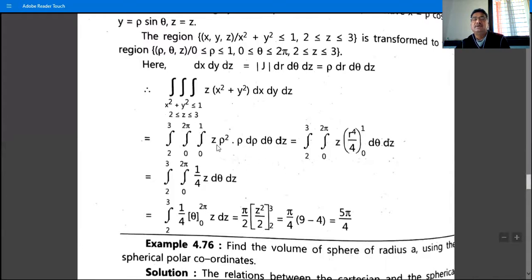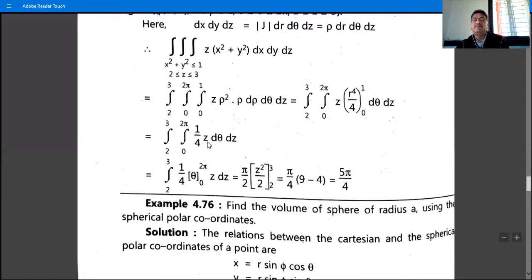Okay, and x square plus y square is r square, and dx dy dz is replaced by r dr d theta. Then r square times r is r cube, and its integration is r raised to 4 by 4 from 0 to 1. Then value at the upper limit minus value at the lower limit, we have 1 by 4. Then integration with respect to theta: z is constant, 1, theta from 0 to 2 pi, so value at the upper limit is 2 pi and at the lower limit is 0. And lastly the z integration, z square by 2 from 2 to 3. We have the answer 5 pi by 4.